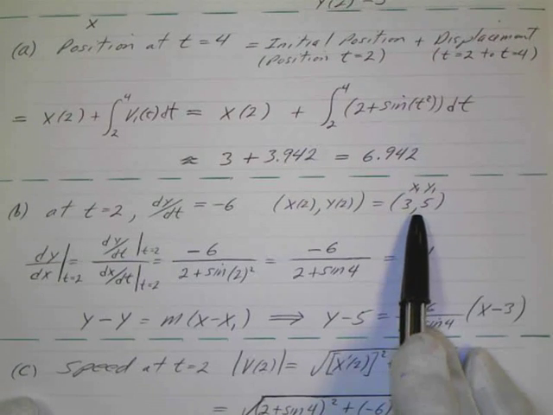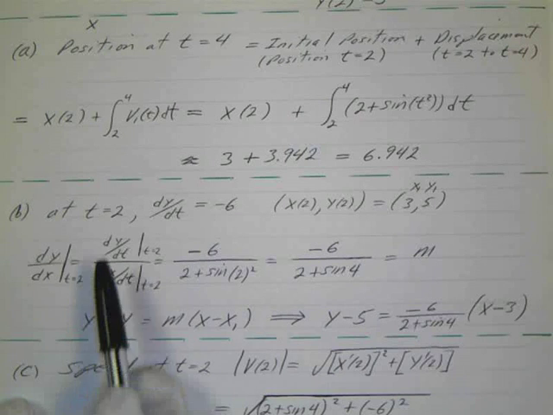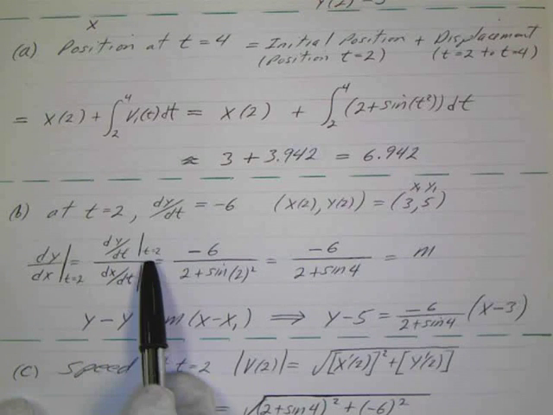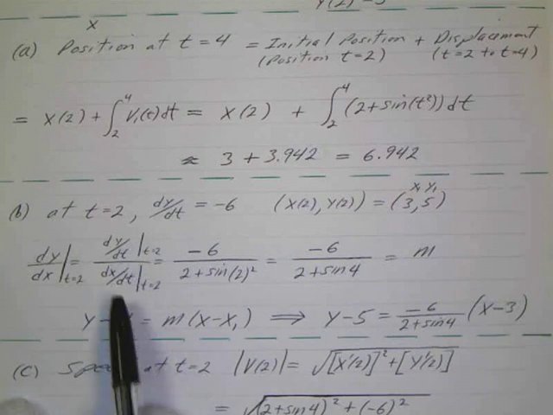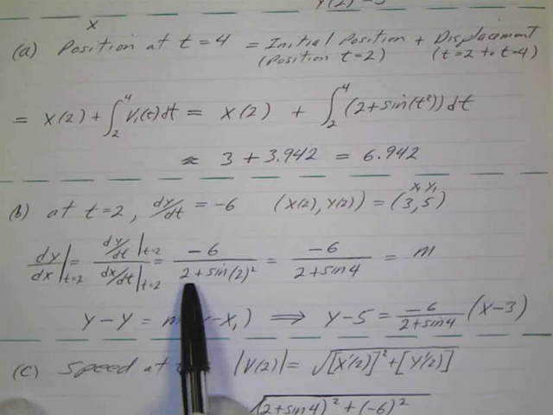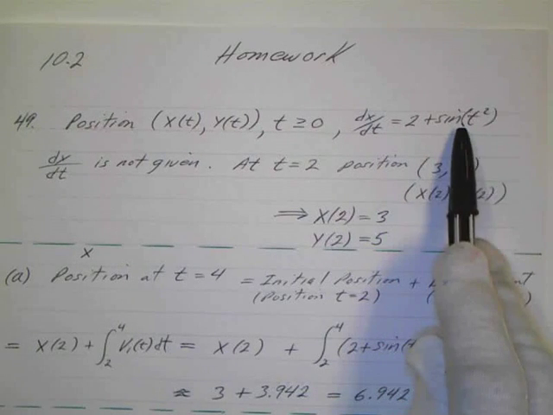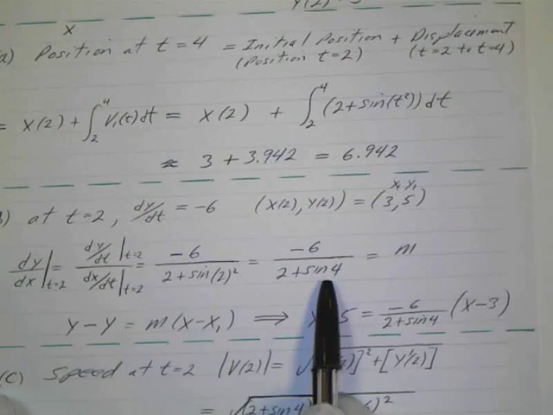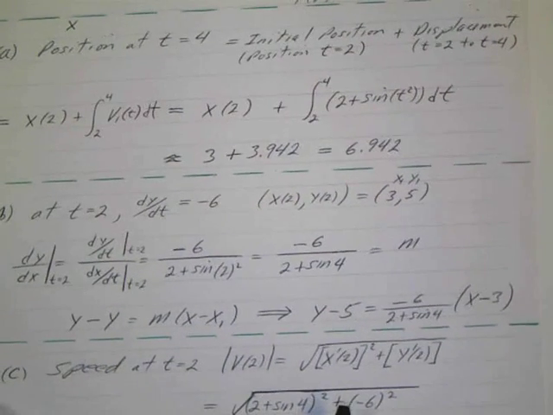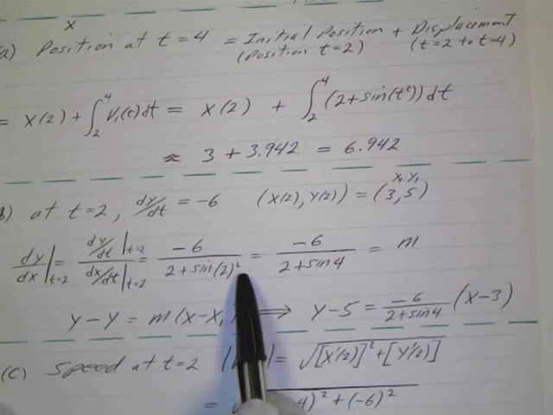So now we need the slope. Well, the slope is going to be dy/dx at t equals 2. Well, they gave us dy/dt just at 2. So that's going to be dy/dt over dx/dt at 2. And they gave us this at 2. And at 2, we just put this in dx/dt. They gave that to us explicitly. So I put 2 in there. 2 squared is 4. So there's my slope. So I got my slope at t equals 2.